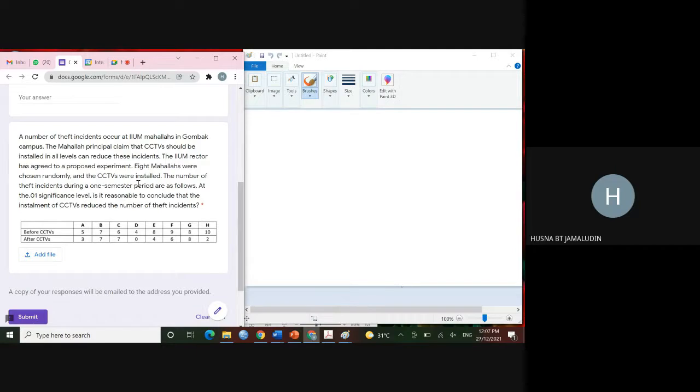The number of theft incidents during a one semester period are as follows. Okay, at the 0.01 significance level. So what is this 0.01? This is your alpha. Is it reasonable to conclude that the installation of the CCTV reduced the number of theft incidents?